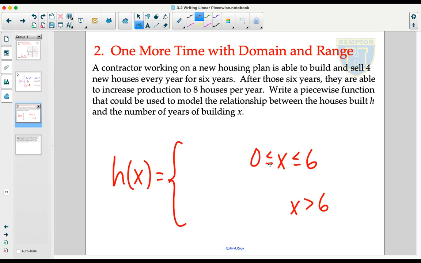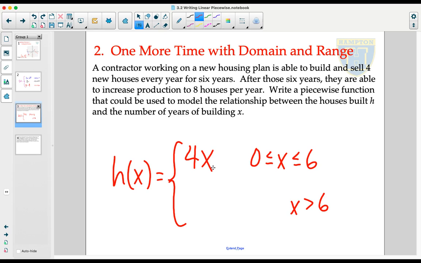Maintaining the rate that they asked for the first 6 years, if they're capable of building 4 houses every year, then we simply have 4x. 4 is our rate of change, x is the number of years. As a year goes by, 4 more houses are built.